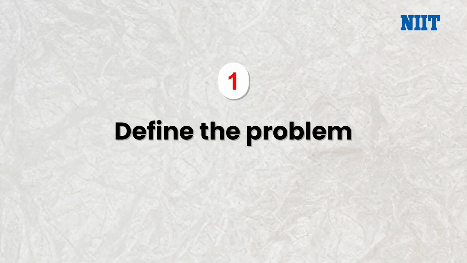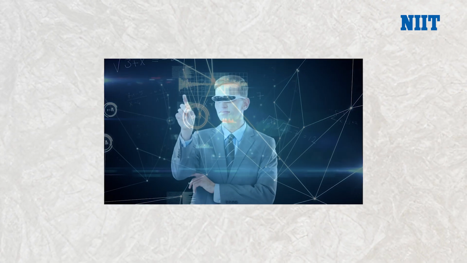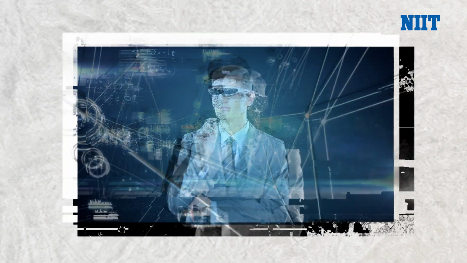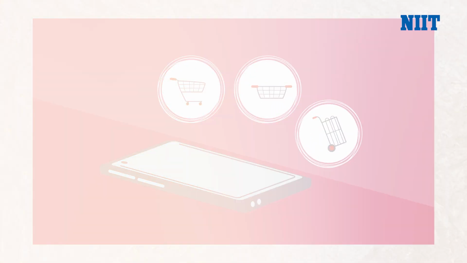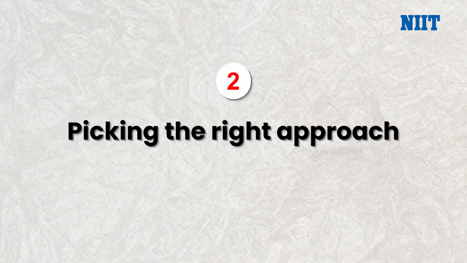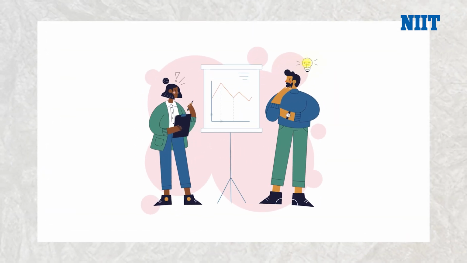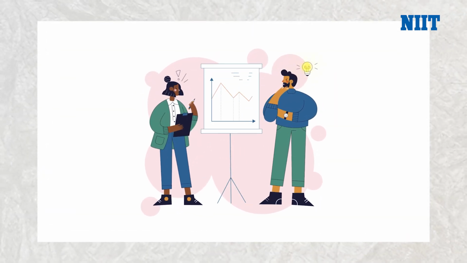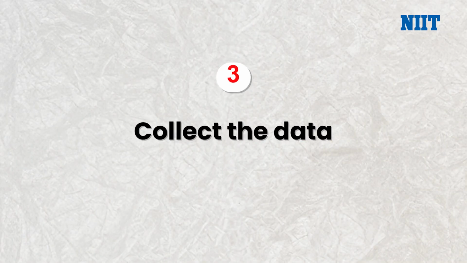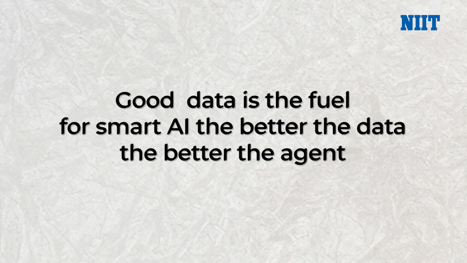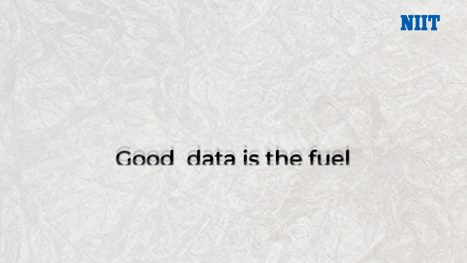First, define the problem. Be clear about what you want the AI agent to do. Is it answering questions, recommending products, or something else? Second, pick the right approach. Will you teach it with examples, that is supervised, or let it find patterns on its own, which is unsupervised, or learn from trial and error, that is reinforcement? Third, collect the data. Good data is the fuel for a smart AI. The better the data, the better the agent.